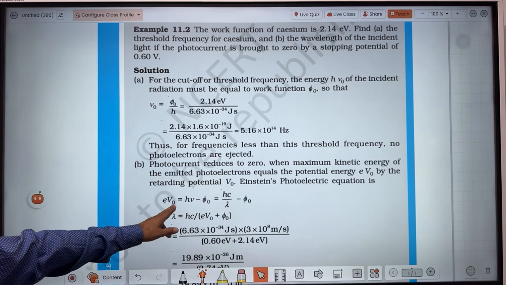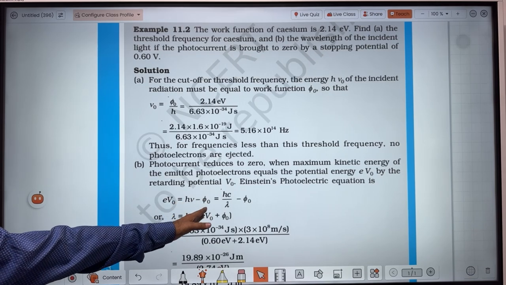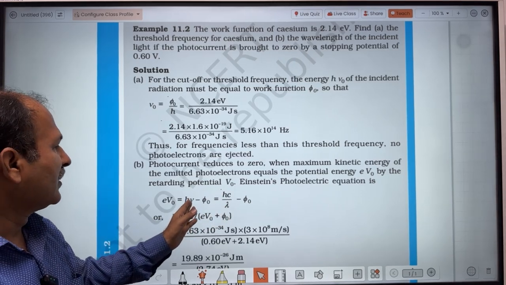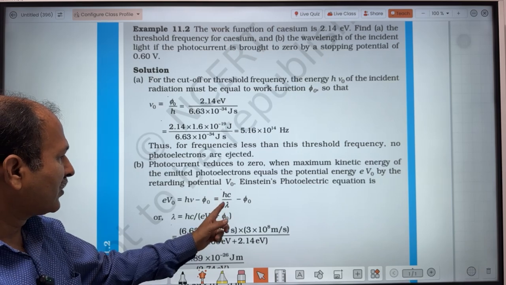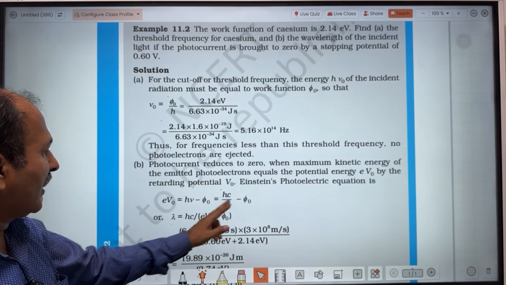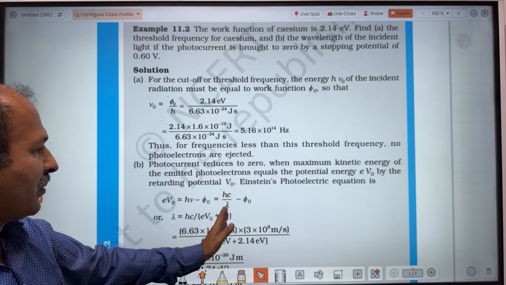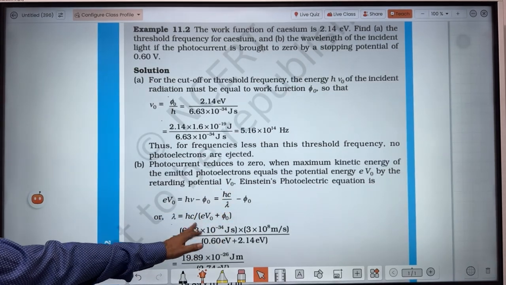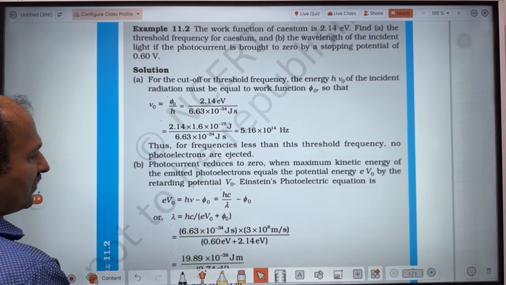So we can say eV0, this is the total energy of the incident radiation, minus this is the work function. So hc upon lambda, you know this nu is c upon lambda. So our concern is to get lambda. So lambda, this term we can shift to the LHS. So eV0 plus phi 0 is equal to hc upon lambda, or lambda equal to hc divided by eV0 plus phi 0.